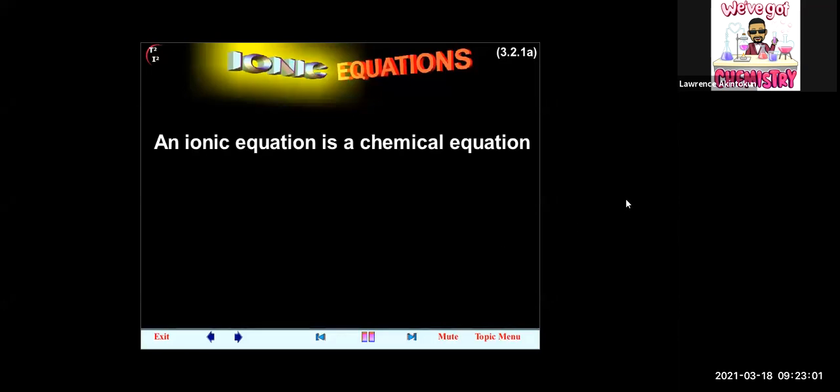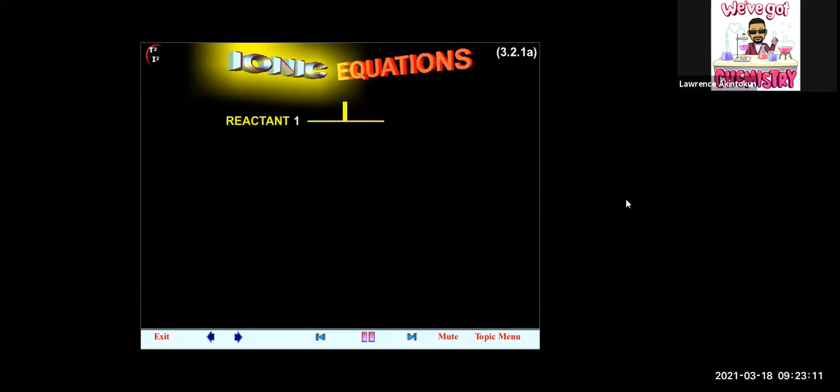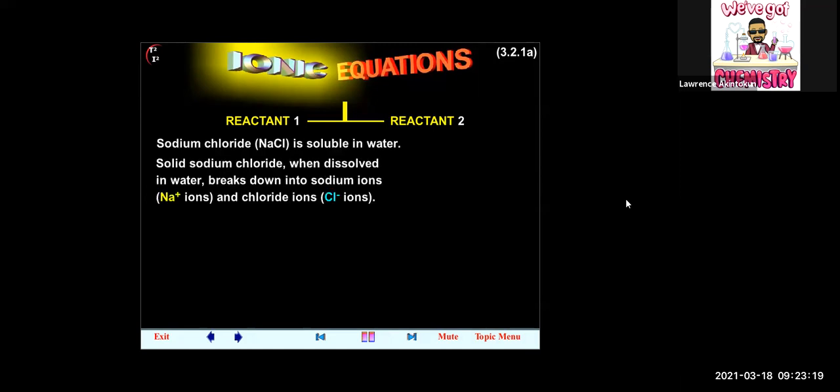An ionic equation is a chemical equation involving ions. Ionic reactions require at least two reactants. Sodium chloride is soluble in water. Solid sodium chloride, when dissolved in water, breaks down into sodium ions and chloride ions.